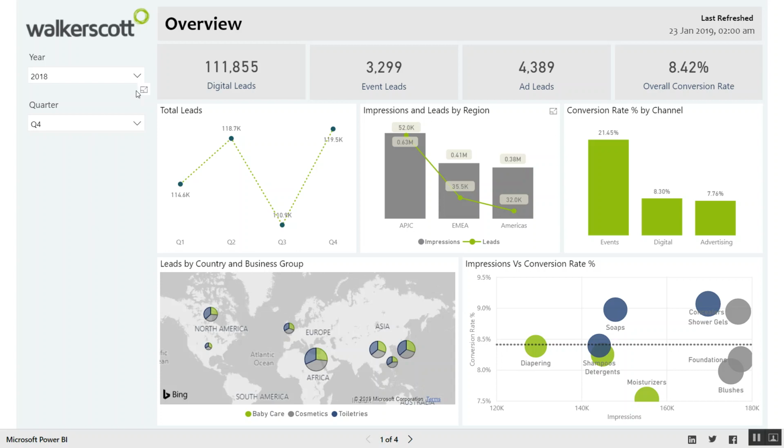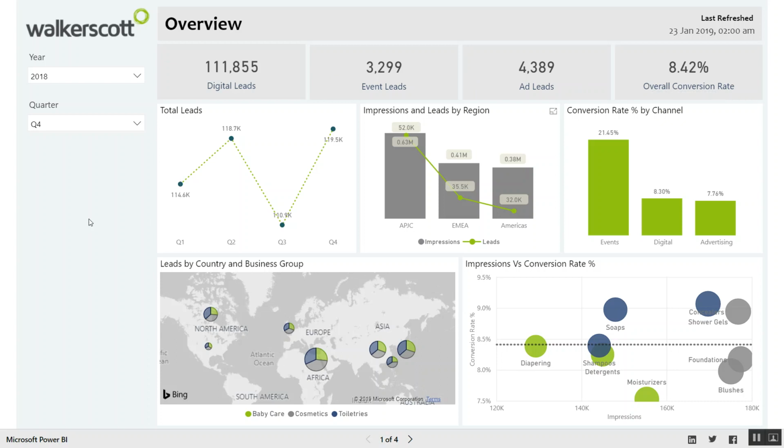We'll have our filters there, so we can choose different years and different periods. And again, any dimension that we have in the data, we can actually have a filter and select by those dimensions. Across the top, we have our cards, and this gives our summary level data. We have our digital leads, which is a further page, and event leads, ad leads, and it gives our overall conversion rate to work out what sort of conversion we're getting for our marketing spend.